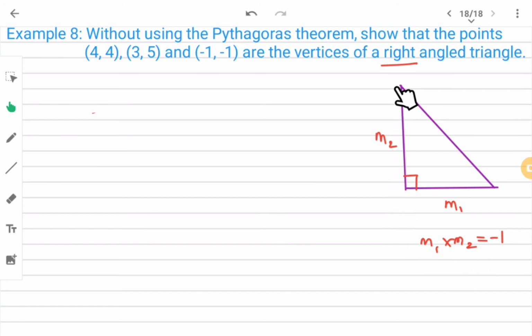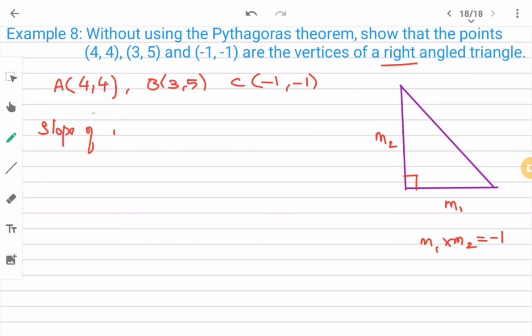And we don't know where the point (4, 4) comes over here. We don't know that. So, simply you take the point A as (4, 4), B as (3, 5) and C as (-1, -1). Now, find the slope of AB, BC and then AC. Then you can compare it. First, I am going to find the slope of AB: y2 minus y1, so 5 minus 4, as I have taken B as (x2, y2), by 3 minus 4. You will get 1 by minus 1.